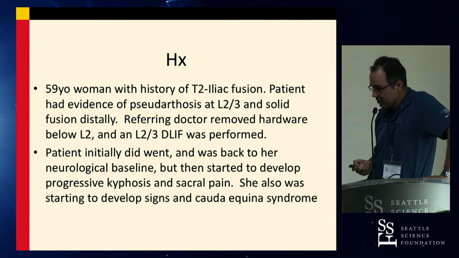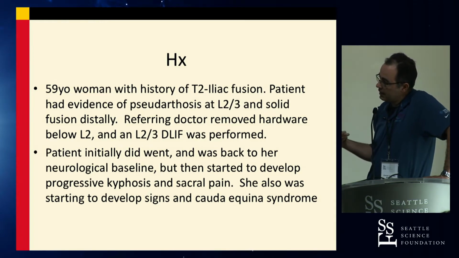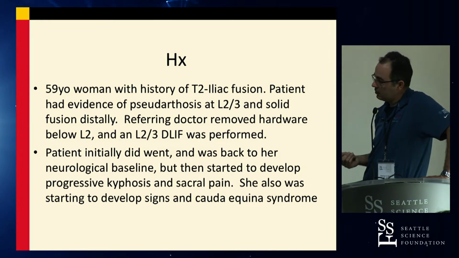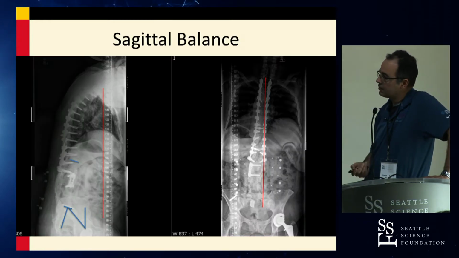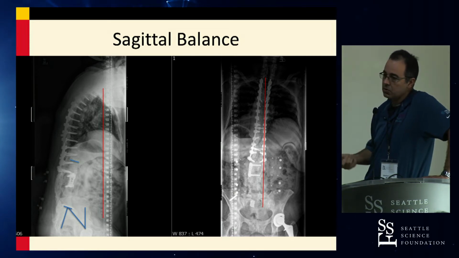So initially the patient did well, but then several months later she presented with kyphosis and severe sacral pain, as well as urinary incontinence. So this is her situation here. You can see she has a plated lateral construct at L2-3. The distal hardware was pulled out.